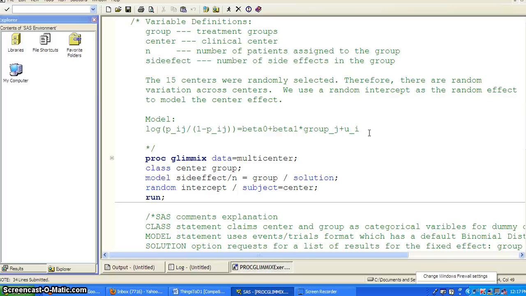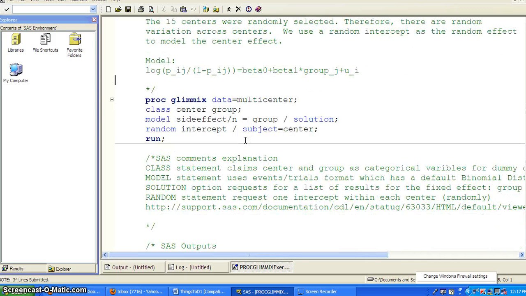Again, this is not a continuous and normally distributed outcome, so it's dichotomous, side effect or no side effect. But there's a clustering in the dichotomous dependent variable. So that's why we need to use random effects to take into account the center variation, the clustering within center.